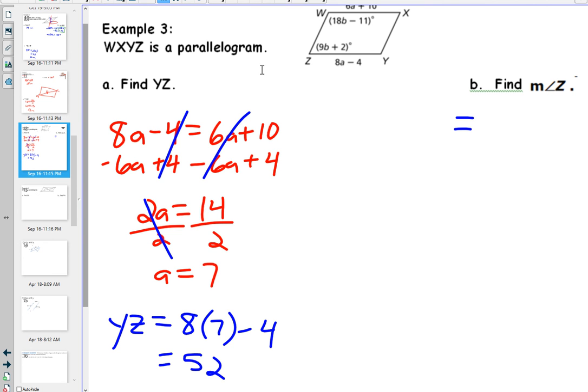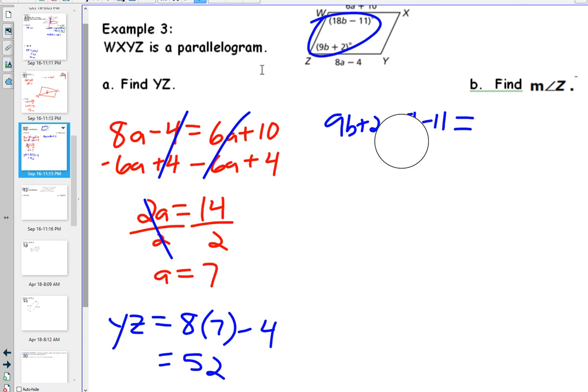I can almost guarantee you that tomorrow on a quiz, you guys are going to go on autopilot and write 18b minus 11 is equal to 9b plus 2, just because you see a bunch of b's and you want to make them equal to each other. But you have to think. These are the only two angles they're giving me. Are those angles opposite or consecutive? Consecutive. Consecutive angles aren't congruent. They are supplementary. So you have to write 9b plus 2 plus 18b minus 11. Instead of making them equal to each other, you have to add them.